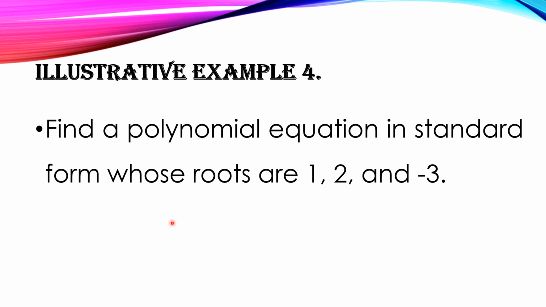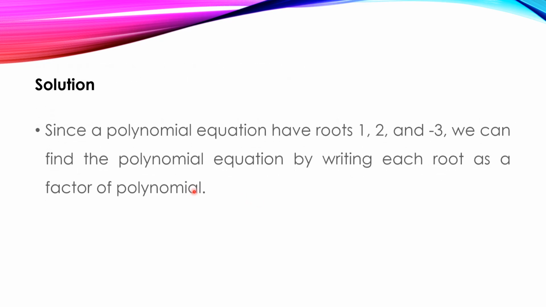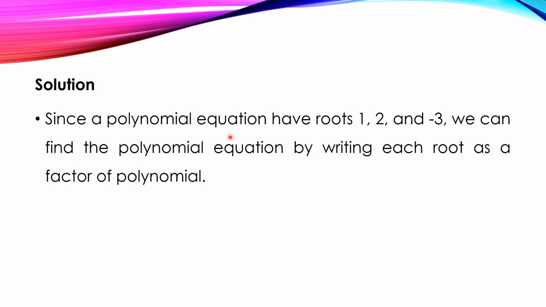Bibigay naman dito yung roots. Binigay sa atin yung roots. Ano naman yung kanyang pinanggalingang polynomial equation? Di ba? So, ni-reverse natin yung process. So, paano natin gagawin yon? First is, since a polynomial equation has roots of 1, 2, and negative 3, we can find the polynomial equation by writing each root as a factor of the polynomial.